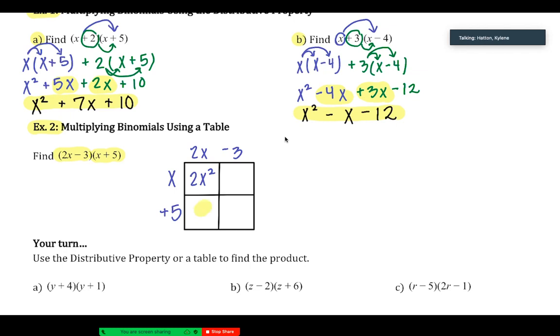And then for the bottom left, it's going to be 2x times 5 because that's where they overlap. So 2x times 5 is 10x. Just multiply the 2 times 5 and the x just kind of tags along.